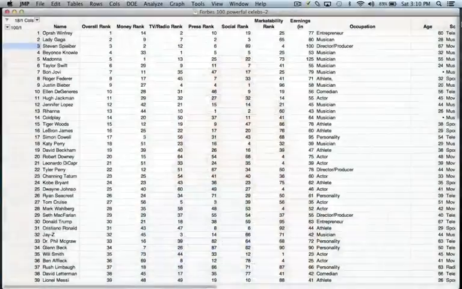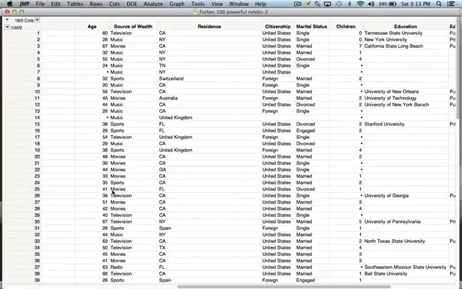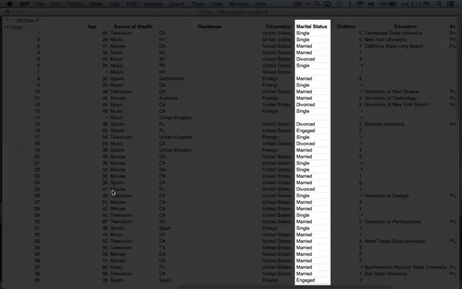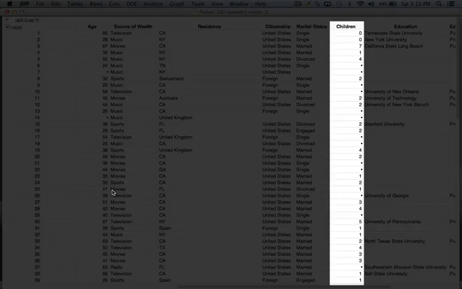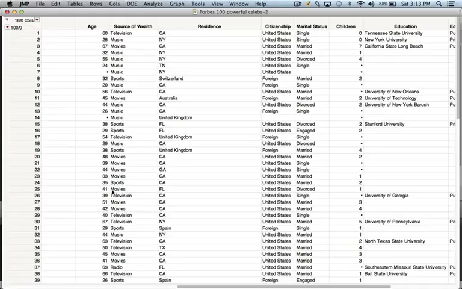Today, we're going to go over univariate or one variable graphics. Let's take a look back at the dataset, Forbes Top 100 Celebrities. The two variables we are going to look at are marital status, a categorical or nominal variable, and children, a numeric or continuous variable. So let's start out with marital status.